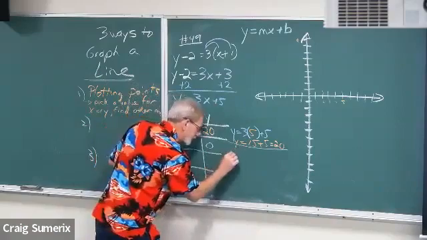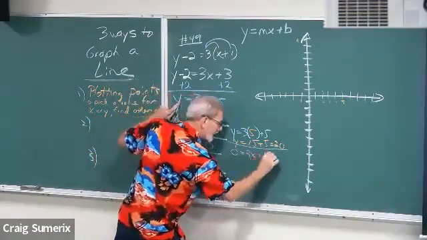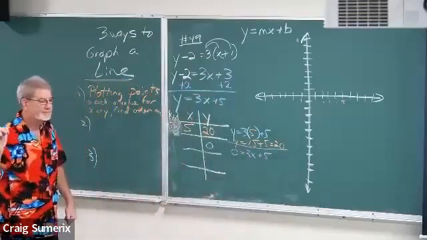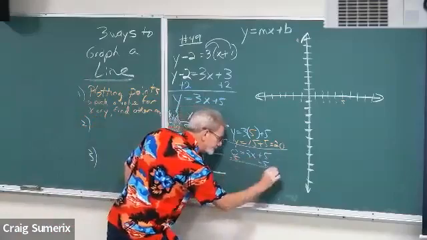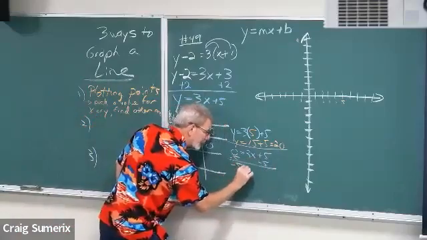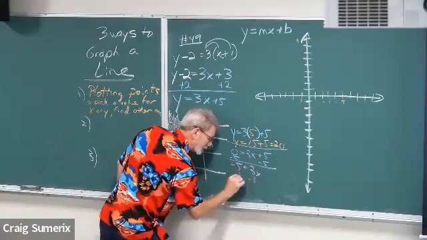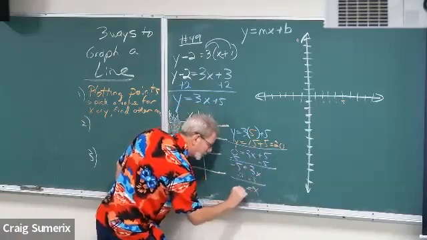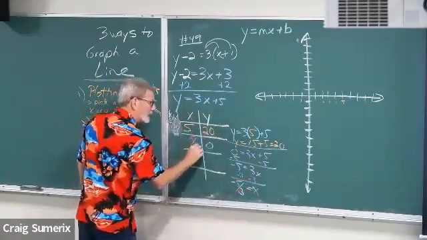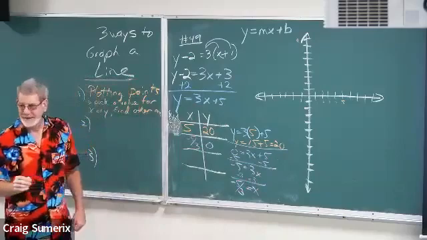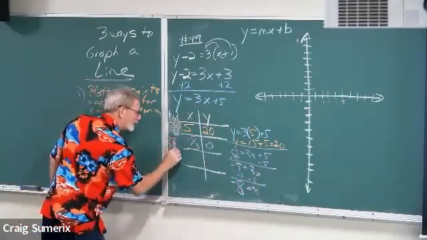Oh, it's so easy though. 0 is equal to 3x plus 5. Can you solve that for X? Let's see, we'd subtract 5 from both sides. Negative 5 is equal to 3x. Divide by 3. Oh, X is equal to negative 5 over 3. So you've got the ordered pair negative 5/3, 0.